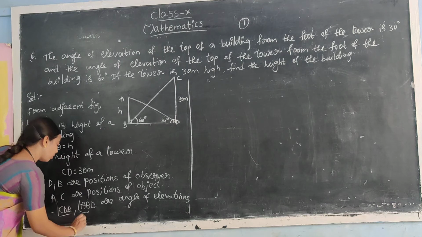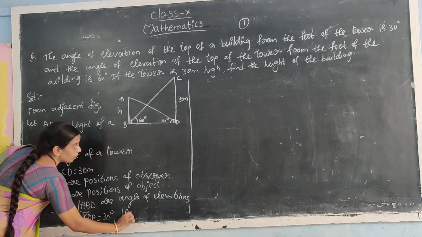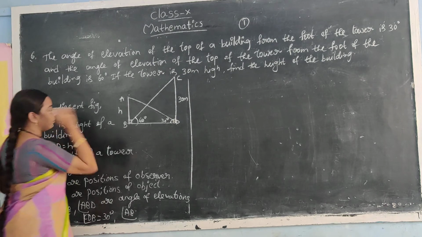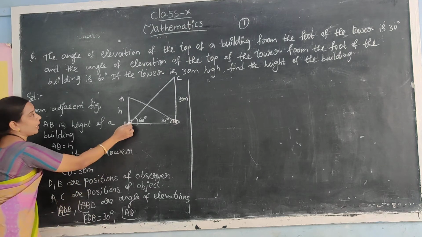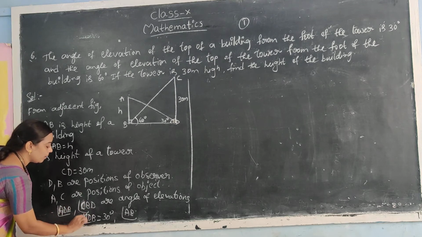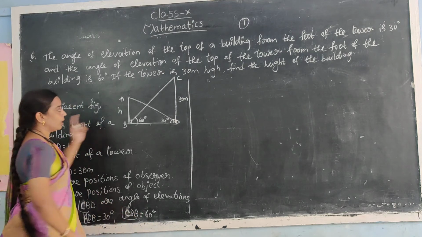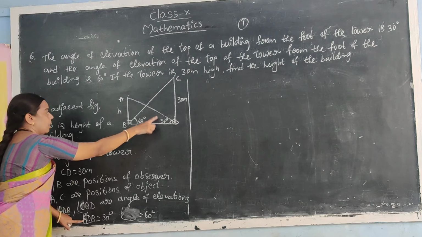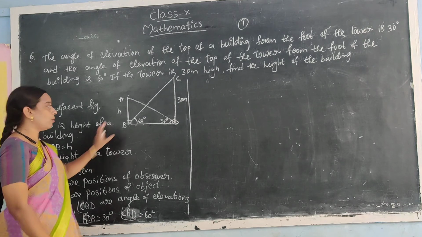So the angles of elevation, how much are formed? The first angle of elevation is ADB, which is 30 degrees, and the second is CBD, which is 60 degrees. Now take the first triangle.